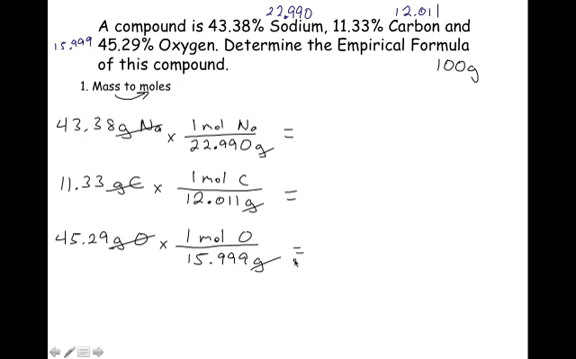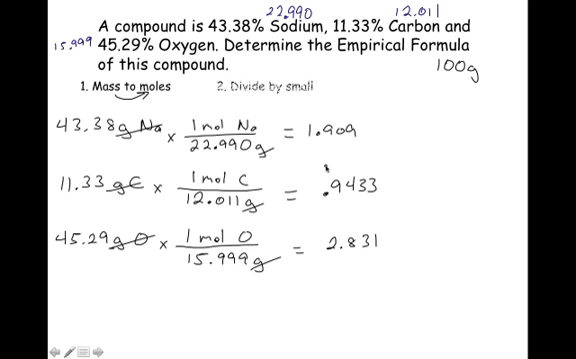Okay, if you punch these three numbers into your calculator, you're going to get 1.909 on the sodium, 0.9433 on the carbon, and 2.831 on the oxygen. So we have converted grams to moles. These are all moles. For space's sake, I'm not going to write out the unit here, but this is moles of sodium, moles of carbon, moles of oxygen.